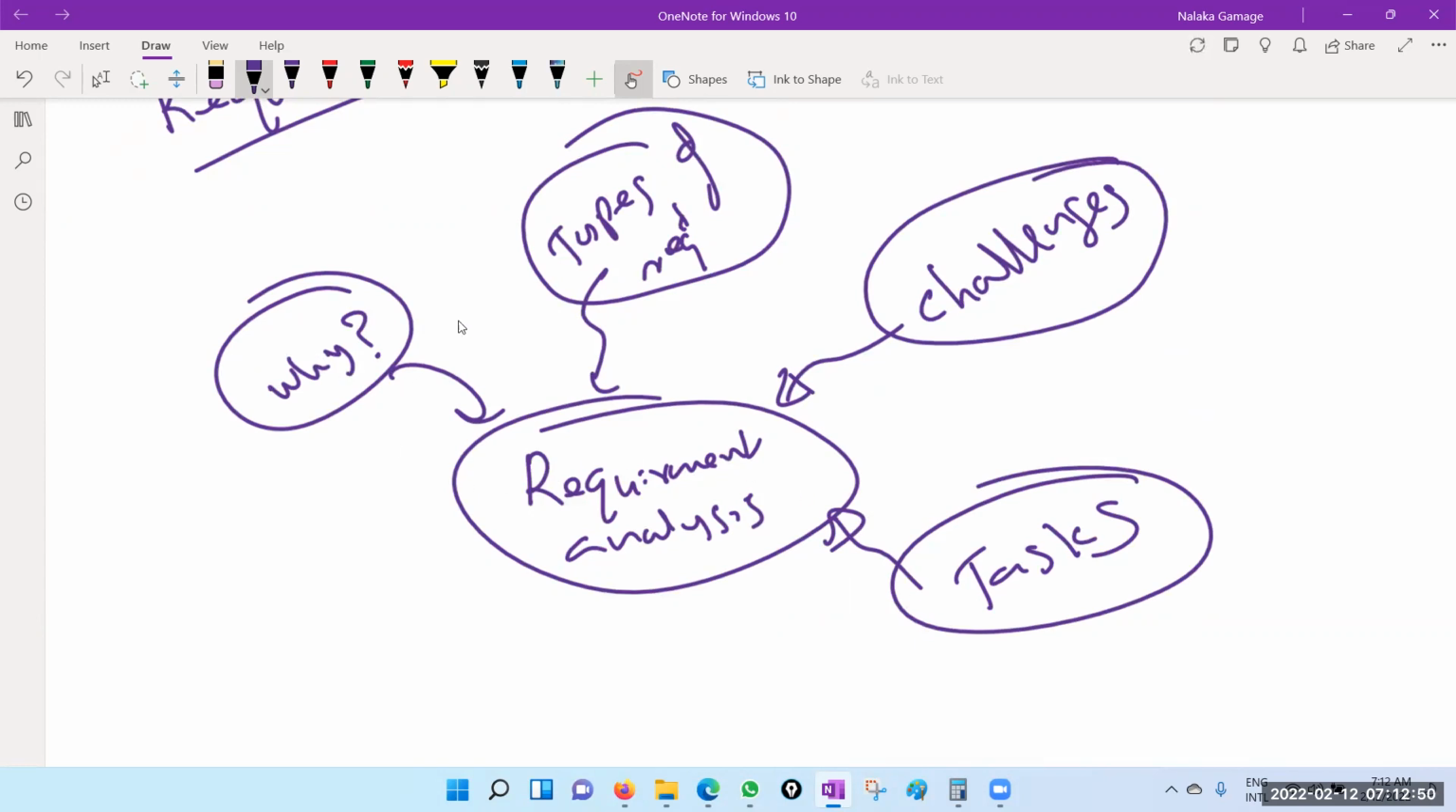So why? What are the types of requirements? What are the challenges that we face, and what are the tasks facing those challenges? How to do proper requirement analysis? What are the tasks involved? Okay, so that is our objective. If you know answers for these questions, you are done. Okay, right.